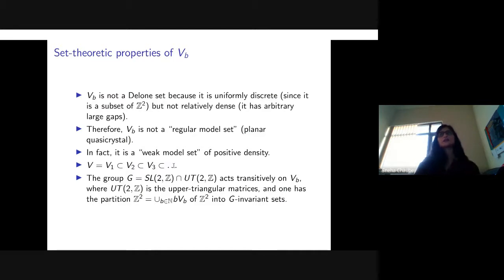And the other thing is that this group acts transitively on the generalized visible lattice points. This group is SL2Z intersection upper triangular matrices, and this acts transitively, and one can see that one can partition the set of all lattice points as a union of these G invariant sets.